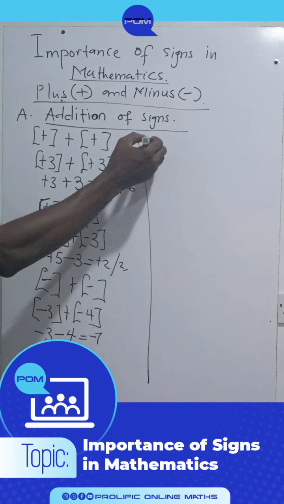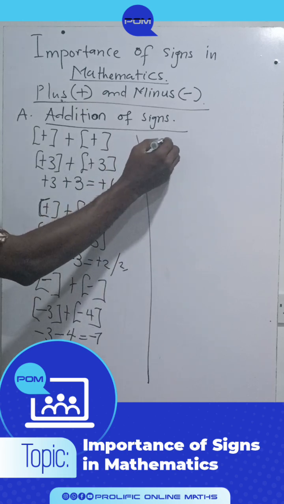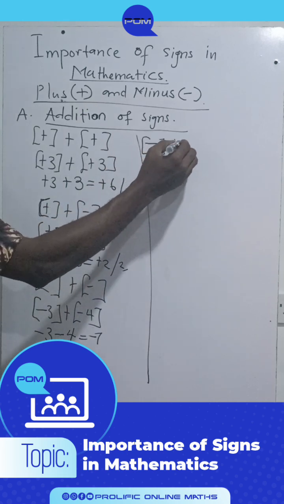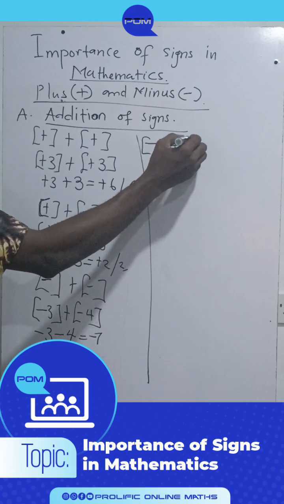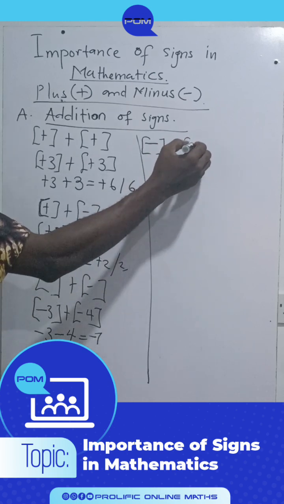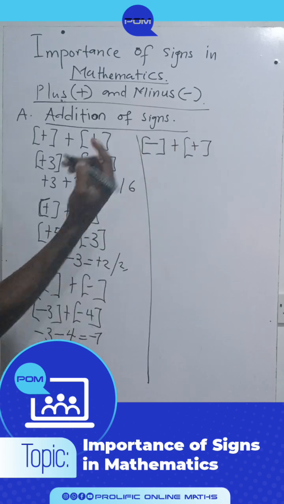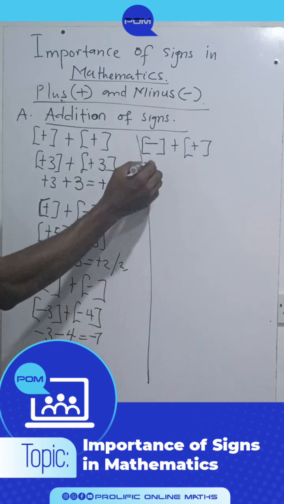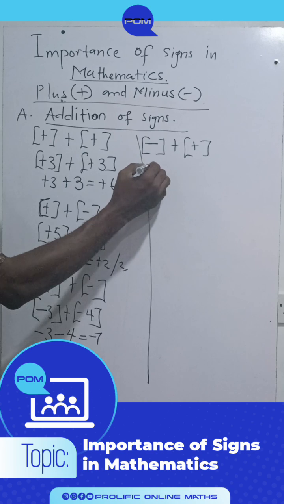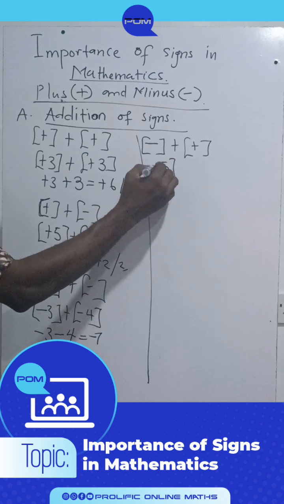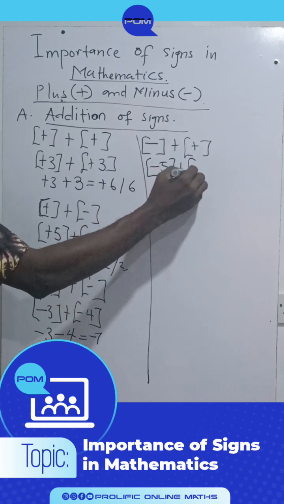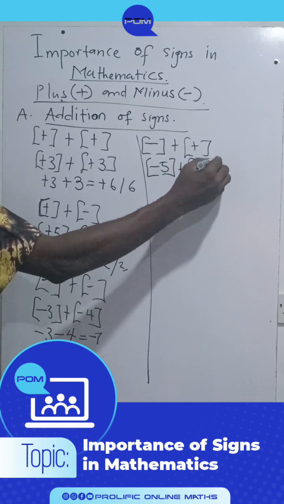If you have a negative plus a positive, a negative plus a positive like this. By implication, if you have a minus 5 plus 7, let's assume.